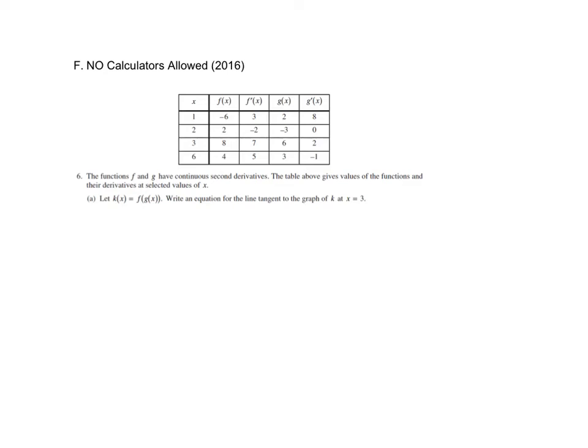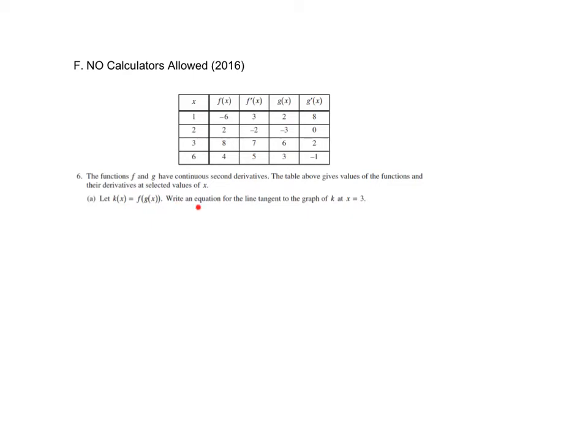This is a release question from 2016 and it's without calculator. So we're given a table right here. F and G have continuous second derivatives, meaning F, F prime, G, G prime are all continuous. The table above gives values of the functions and their derivative at selected values of x. So part A tells us k of x is equal to f of g of x.